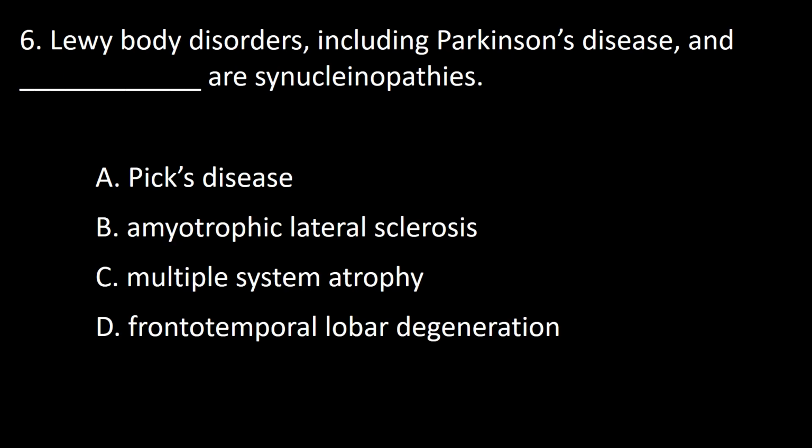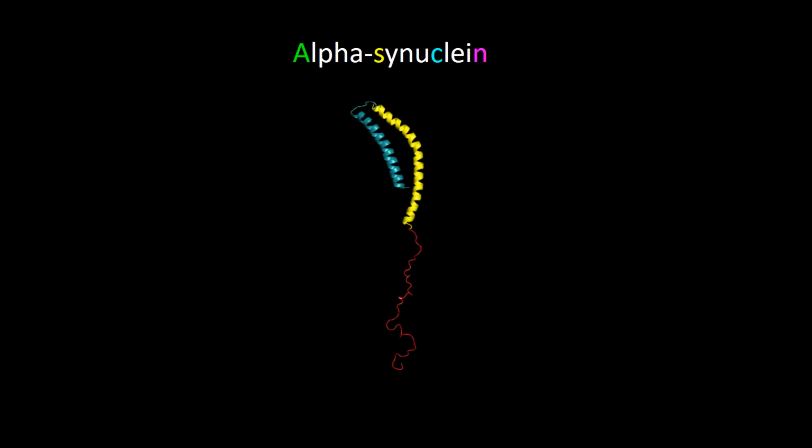Next question. Lewy body disorders, including Parkinson's disease and DLB, are synucleinopathies. A. Pick's disease. B. Amyotrophic lateral sclerosis. C. Multiple system atrophy. D. Frontotemporal lobar degeneration.